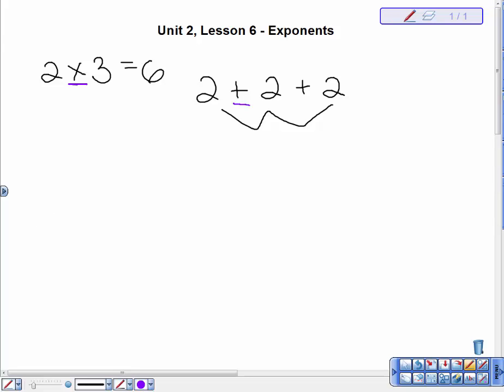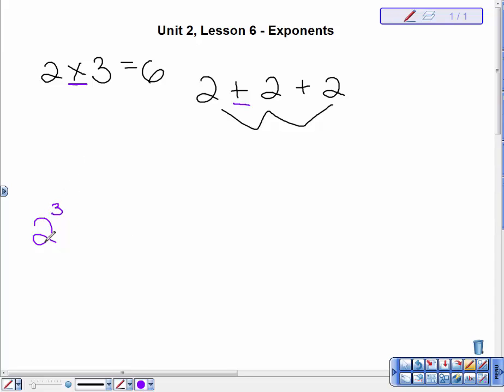So if I have the number 2 to the 3rd power, or 2 cubed, I know the tendency a lot of times is to multiply 2 times 3 and say, oh, okay, that's 6. No, we don't see a multiplication symbol. And these numbers aren't really next to each other, representing multiplication.